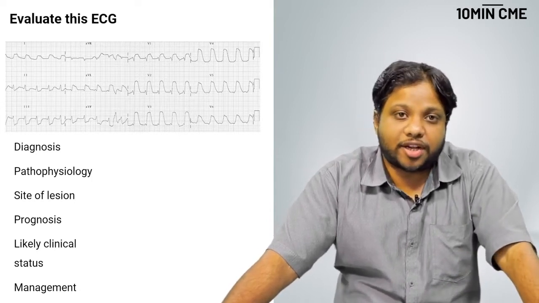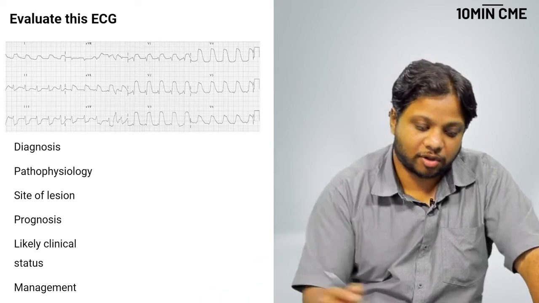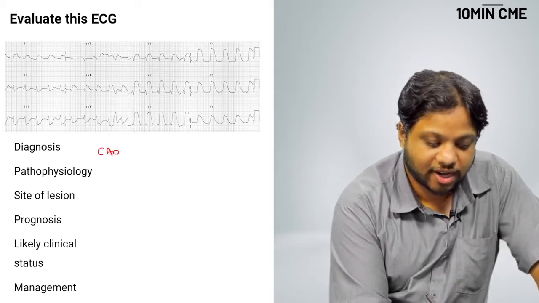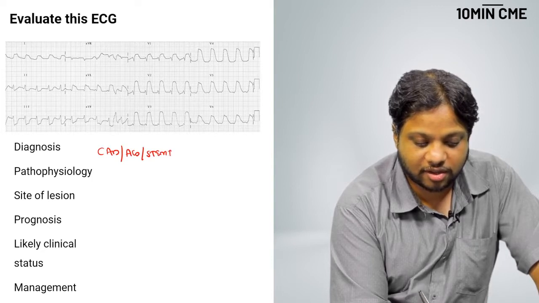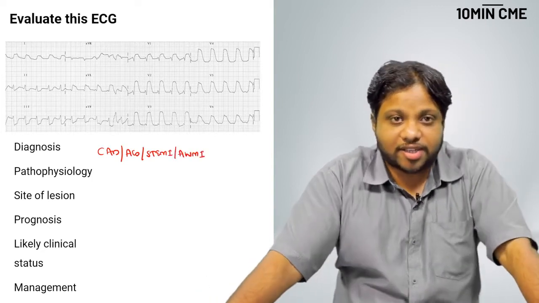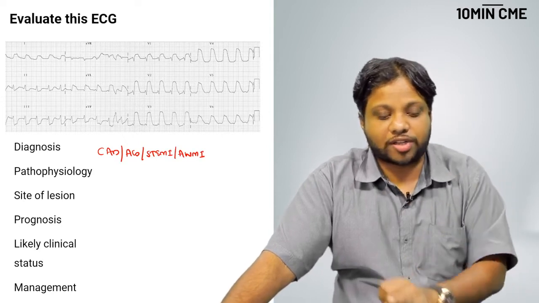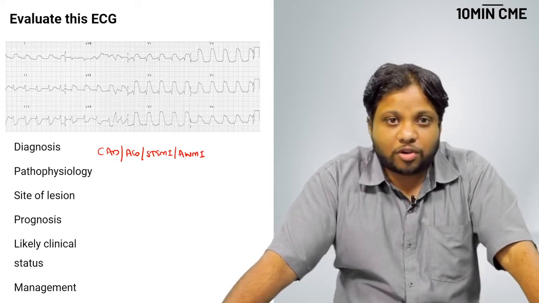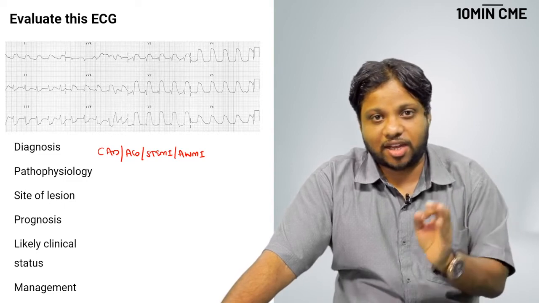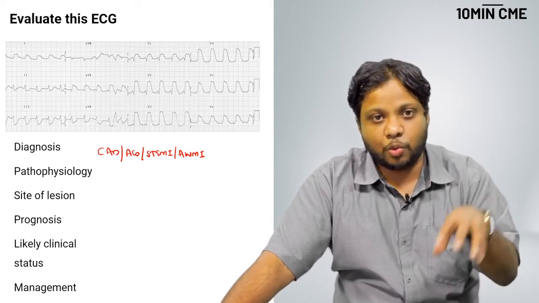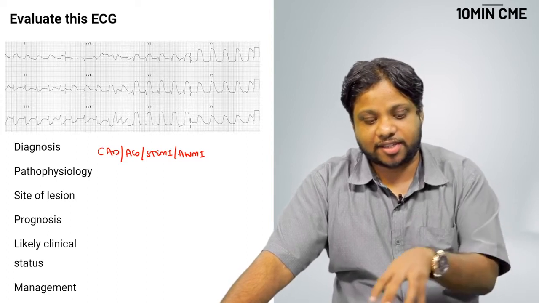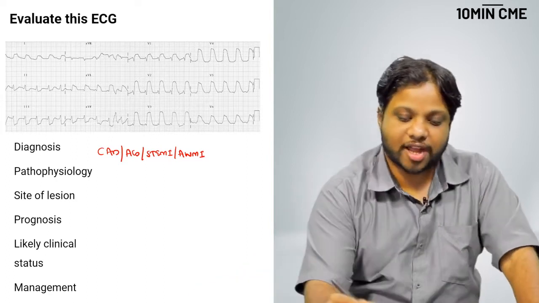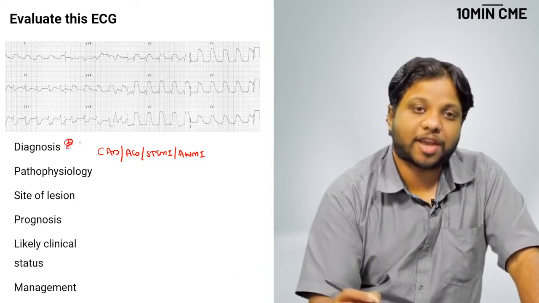So the diagnosis is pretty simple. There are no prizes for it. The diagnosis is CAD, ACS, STEMI, anterior wall MI. So it's a coronary artery disease. It's an acute coronary syndrome. What type of acute coronary syndrome is it? It is an ST elevation myocardial infarction. Which wall is involved? It's an anterior wall MI. So CAD, ACS, STEMI, anterior wall MI. So that's the diagnosis. What is the pathophysiology?